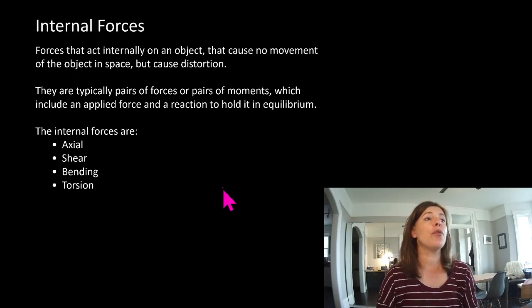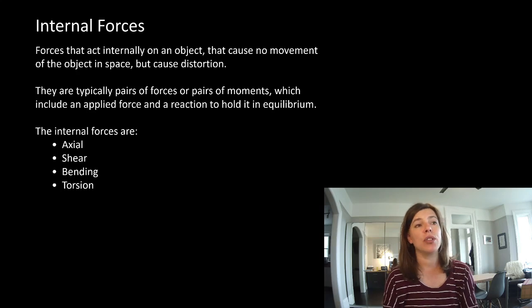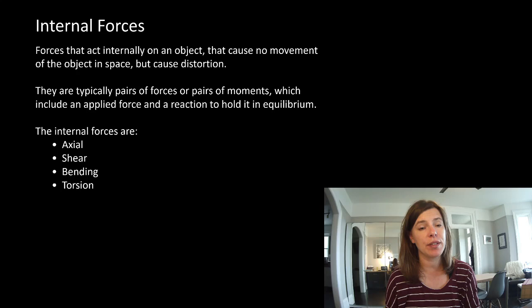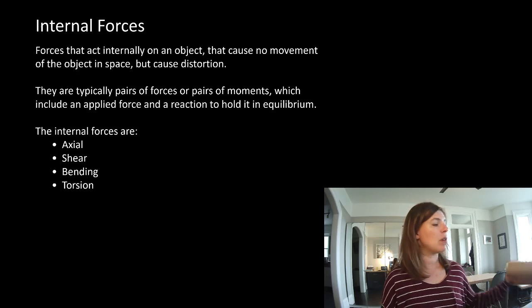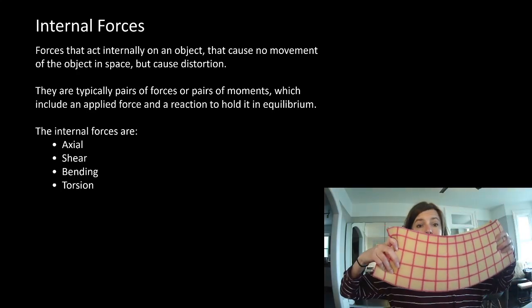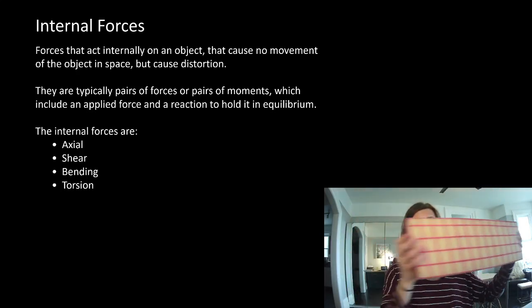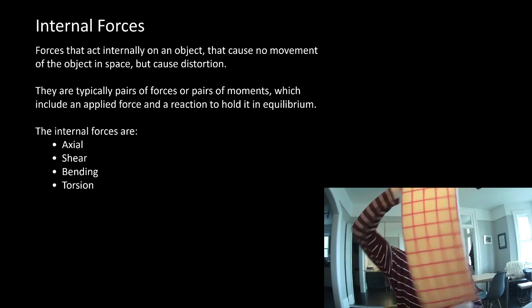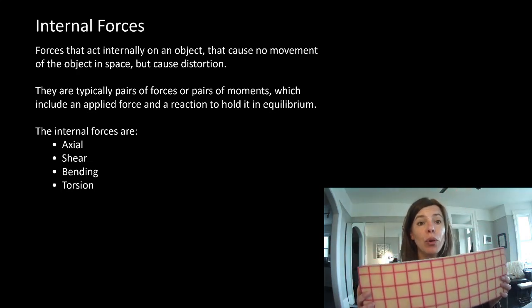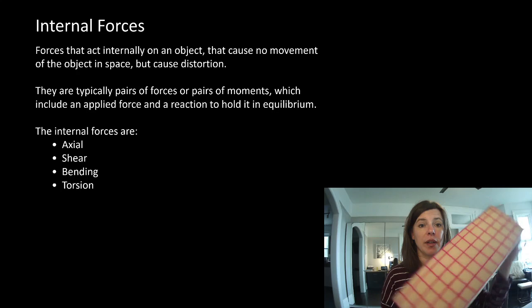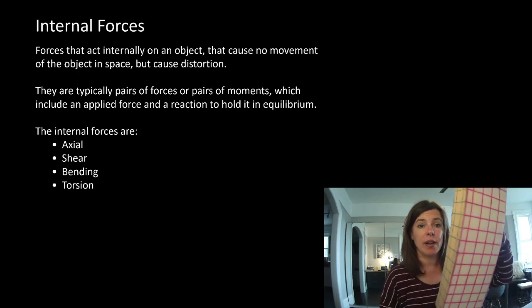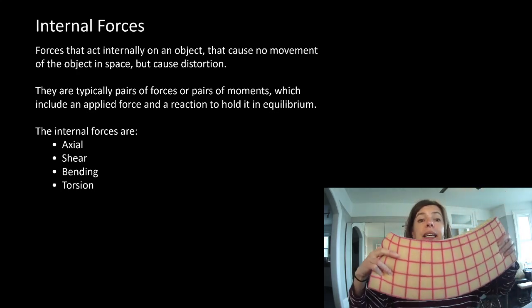So internal forces are forces that act internally on an object that cause no movement on the subject in space, but they can cause distortion. So our object is bending, there is distortion, but that is not movement. These are the movements we're talking about. There is no movement. It's not going up and down, it's not sliding back and forth, and it's not spinning in space. But there is distortion.